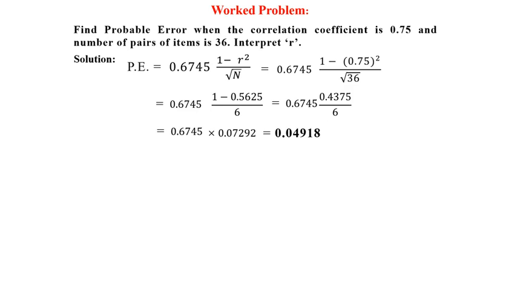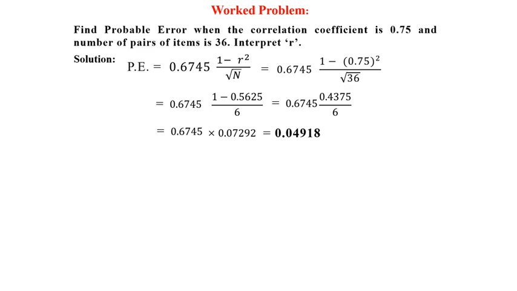Okay, we have to interpret R. So for interpretation of R, we have to find out 6 times PE. Then we have to compare that 6 times PE with R. If R is lesser than 6 PE, we should say R is insignificant. If R is greater than 6 PE, we should say R is significant.